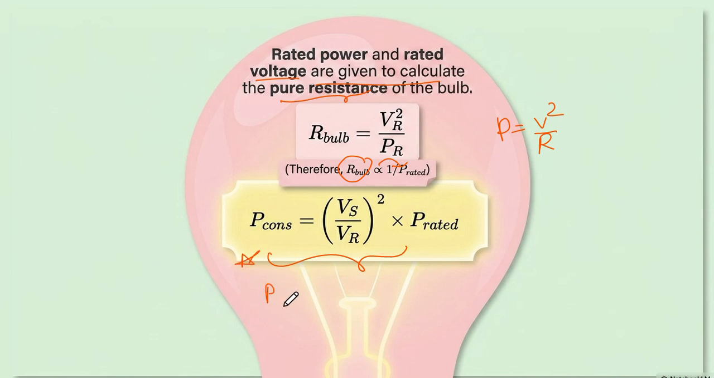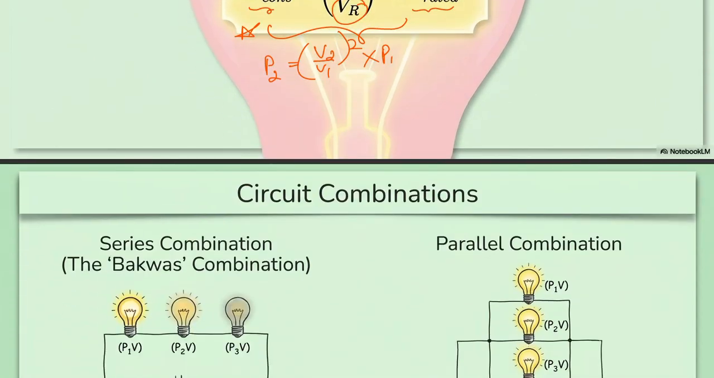P constant is equal to secondary voltage upon resistor voltage whole square into power rated. Okay, otherwise, suppose two bulbs are there with different power and we have to find out the resistance or voltage, we have to use this formula. So we can write like this also: P2 is equal to V2 by V1 the whole square into P1. Look at the next one.